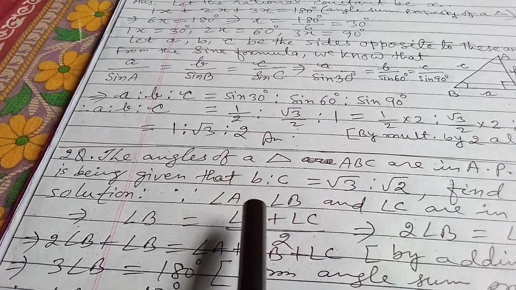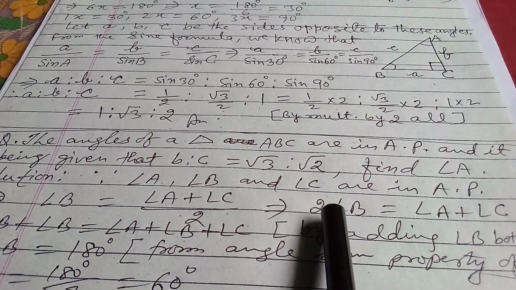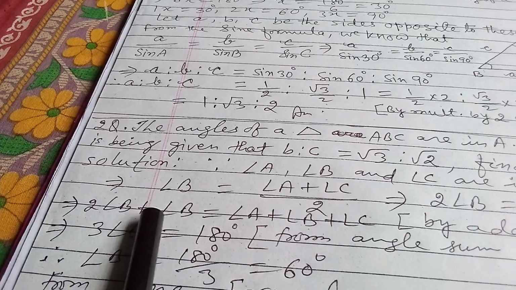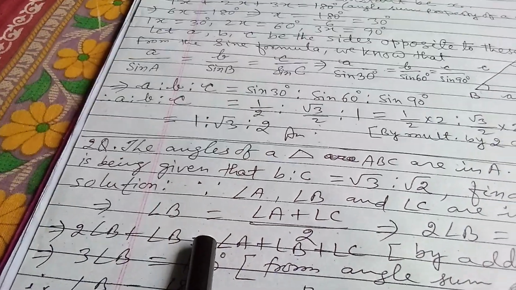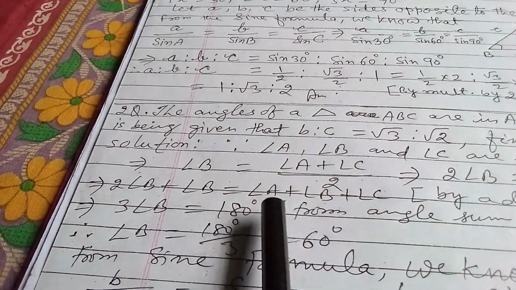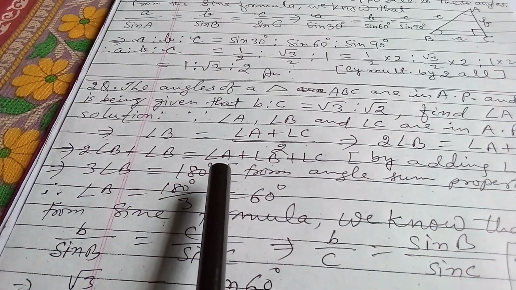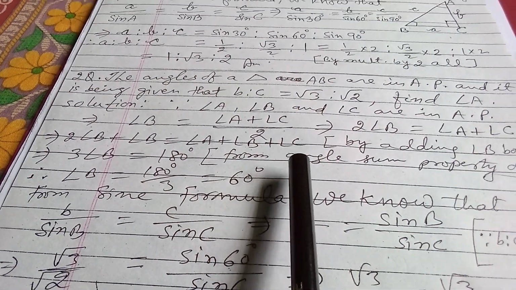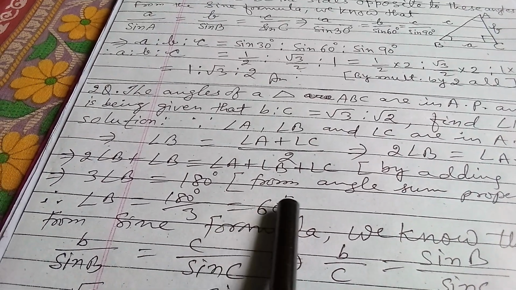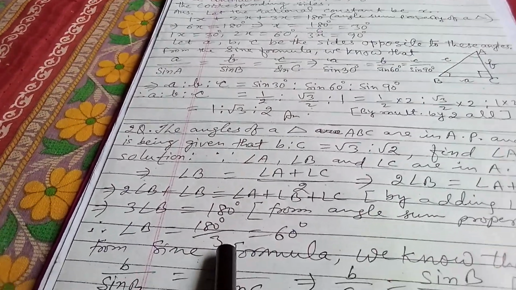this implies angle B equals angle A plus angle C by 2. By crisscross multiplication we get 2 angle B equals angle A plus angle C, and now adding angle B to both sides, we get 2 angle B plus angle B equals angle A plus angle B plus angle C. This implies 3 angle B equals angle A plus angle B plus angle C, and from the angle sum property of a triangle, you know that the sum of all three angles is 180 degrees. So 3 angle B equals 180 degrees, and therefore angle B equals 180 by 3 equals 60 degrees.